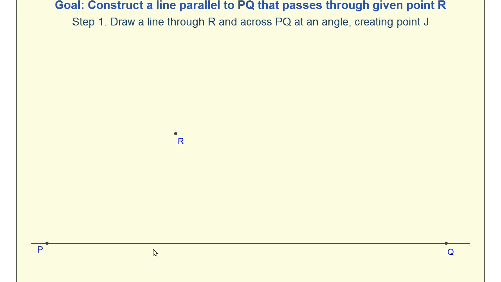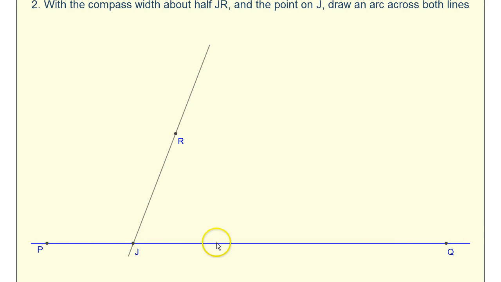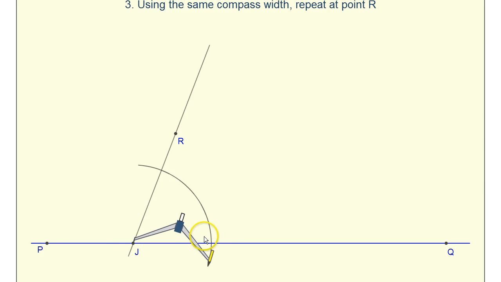So to do that, first you have to draw a line through R to any point, as long as it intersects the line, with a straight edge. Can we do that? This is easy. Does it have to be this angle, or could I do it this way? It doesn't matter. Just draw a line that passes through R and hits the line PQ anywhere. Then I'm going to draw an arc this way from that intersection of this line to the other, and bring that up and draw another arc.